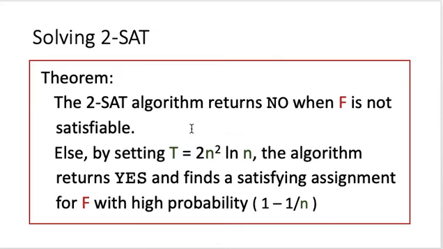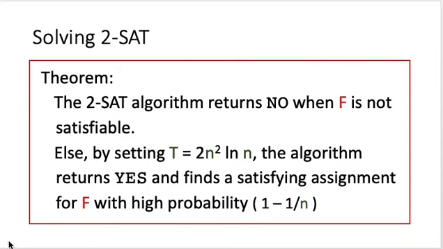So in other words, the 2-SAT algorithm returns no when f is not satisfiable. This is what we have known already. But on the other hand, if we set t to be 2n squared log n, the algorithm returns yes and finds a satisfying assignment with high probability.